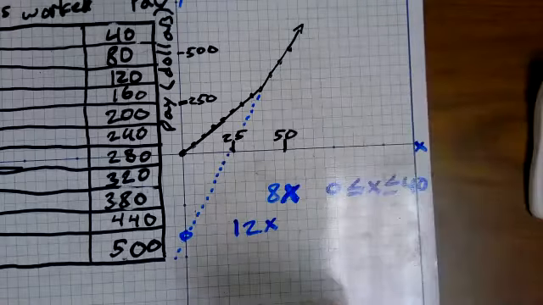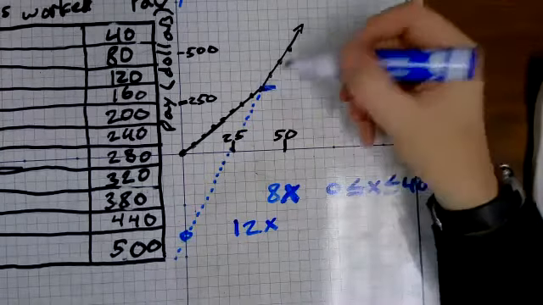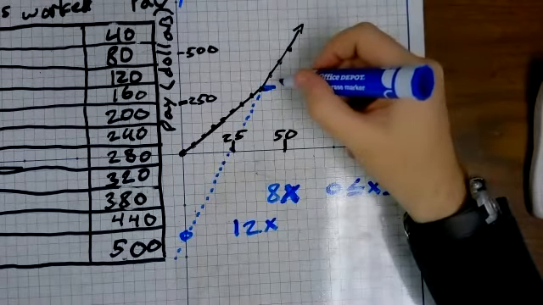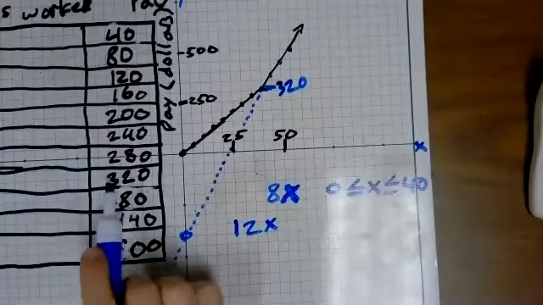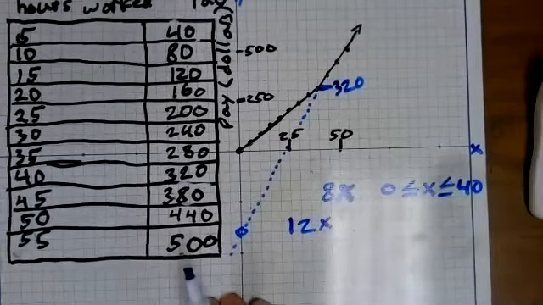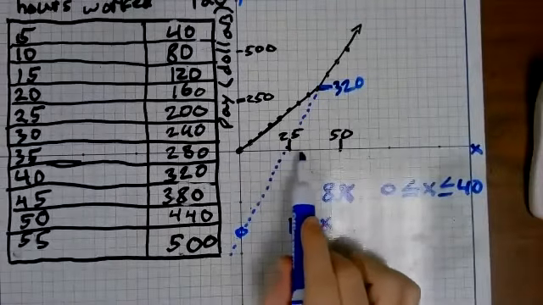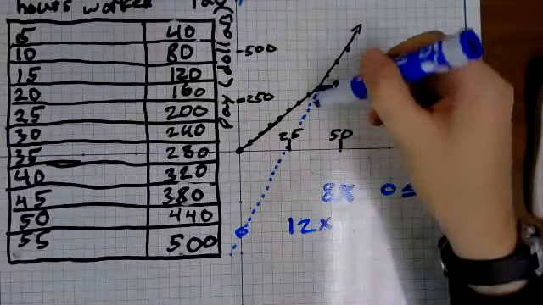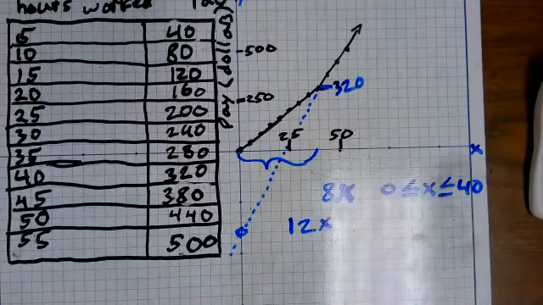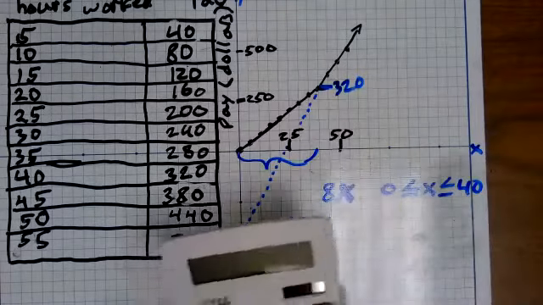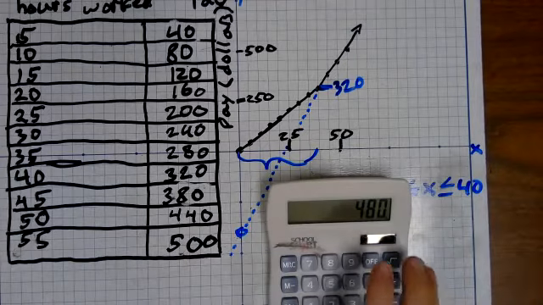So, we know that this amount of money, at this amount of time, so far, she has earned $320, because at 40 hours, she's earned $320. And so I need to know how far down this is going. And this is after 40 hours. So if she, theoretically, if she had worked 40 hours at $12 an hour, she would have made $480.